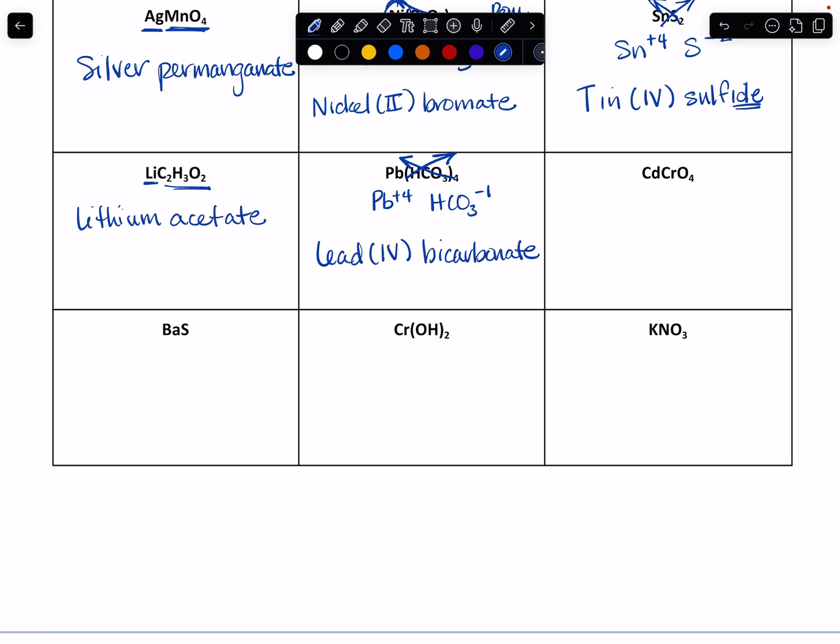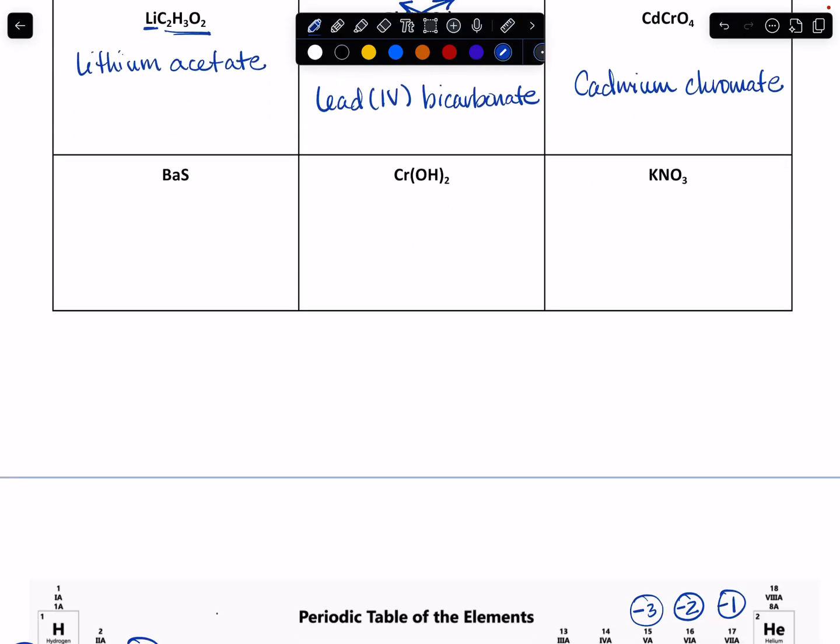All right. Up next, I've got cadmium and chromate. Cadmium, again, it is in the transition block, but one of the ones that does not have more than one charge. So I just write cadmium, no Roman numeral needed, and CrO4 is chromate. Next, BAS. So BA is barium. That is in group 2. So that does not need a Roman numeral, followed by S, which stands in for sulfur. So that becomes sulfide. So that's barium sulfide.